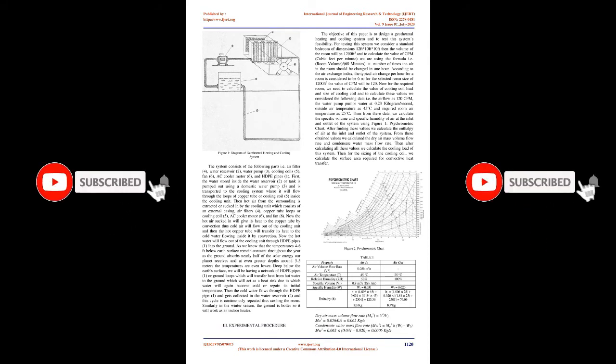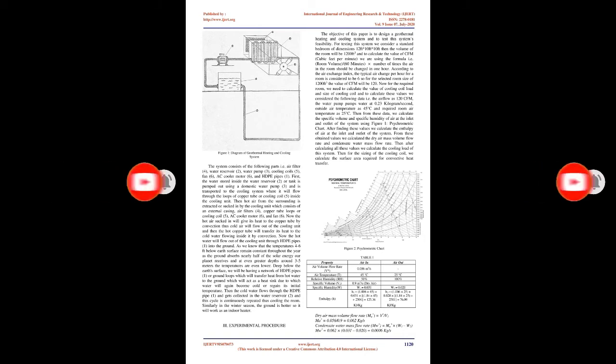Now the hot water will flow out of the cooling unit through HDPE pipes (1) into the ground. As we know, the temperatures 4 to 6 feet below Earth's surface remain constant throughout the year, as the ground absorbs nearly half of the solar energy our planet receives, and at even greater depths, around 3 to 5 meters, the temperatures are even lower.